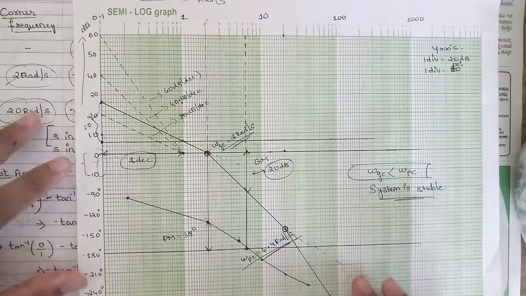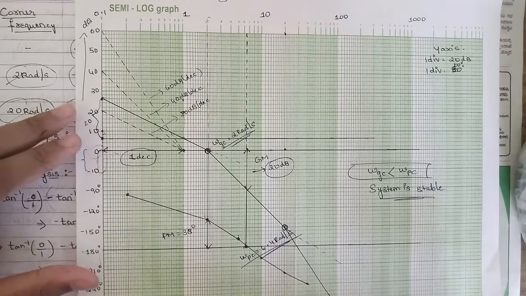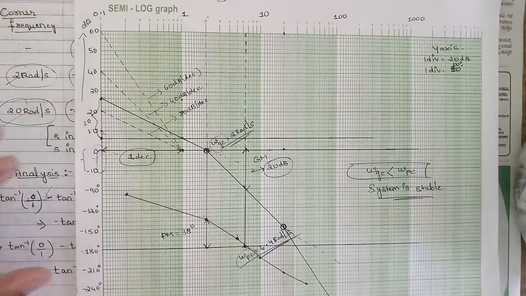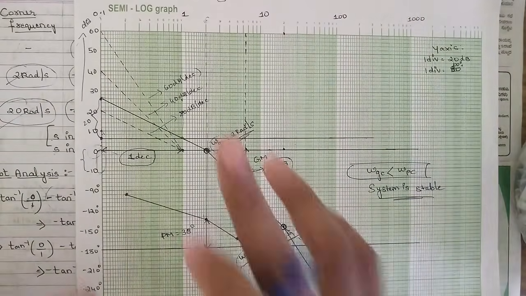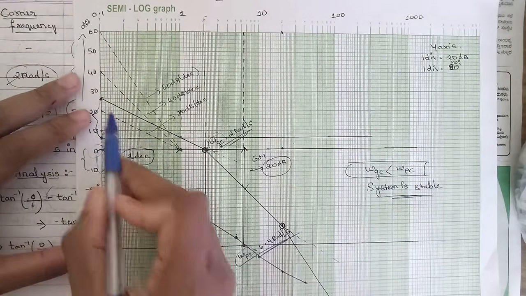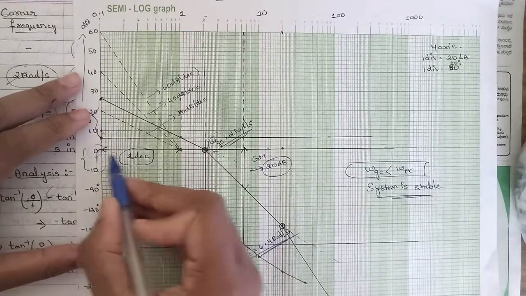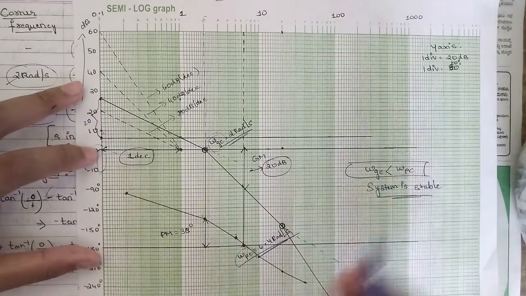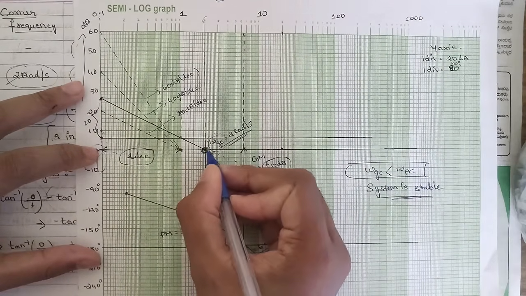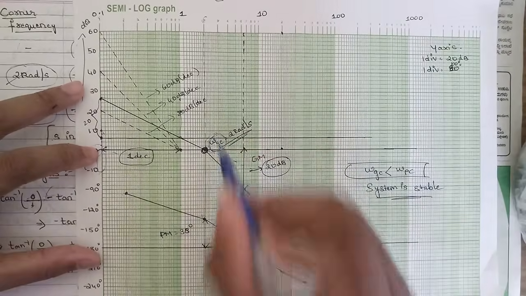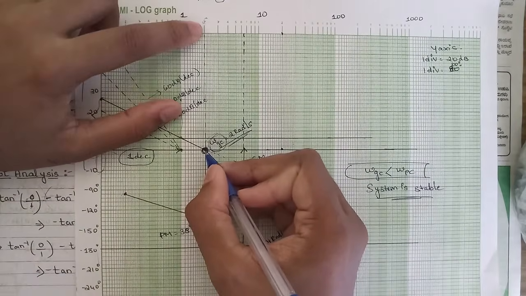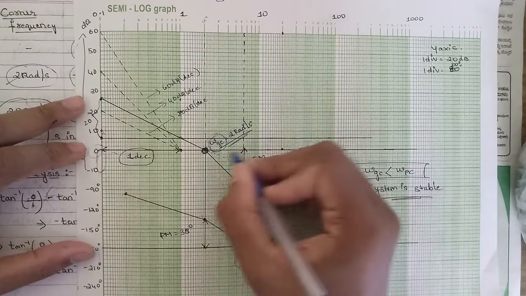Now they have asked us to calculate gain crossover frequency and phase crossover frequency, right? Omega GC and omega PC. How to check that in the graph is, we don't need to calculate anything, we should just know what this gain crossover frequency is. This magnitude plot is there, right, and this is the 0 dB line. Wherever this magnitude plot touches the 0 dB line, that point is called the gain crossover frequency.